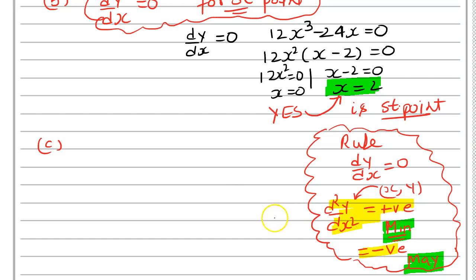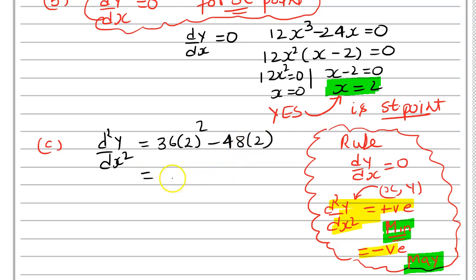So we already have d2y by dx2. Let's put x is equal to 2 there. So it will be 36 times 2 squared, minus 48 times 2. So 36 times 4 is 144, and 144 minus 96, since 48 times 2 is 96. So 144 take away 96 is positive.